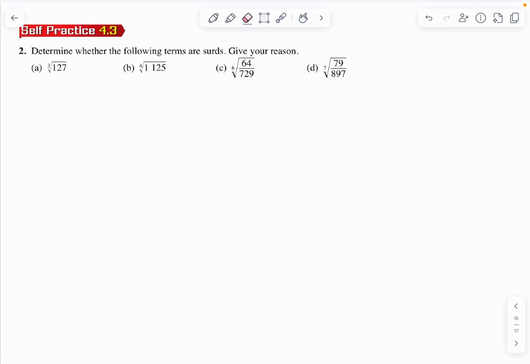Question 2. Determine whether the following terms are surds. Then give your reason. Okay, so let's look at what is a surd and what is not a surd.